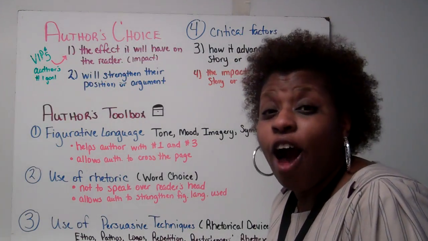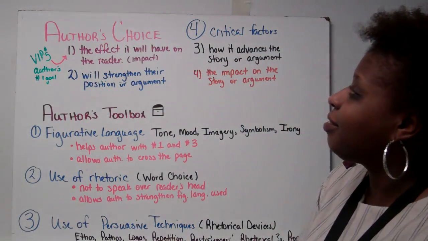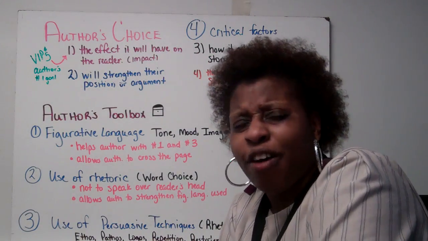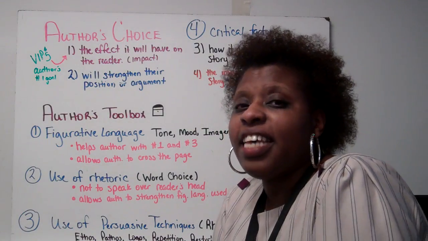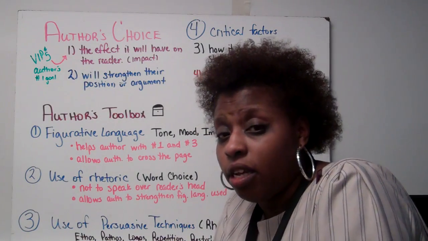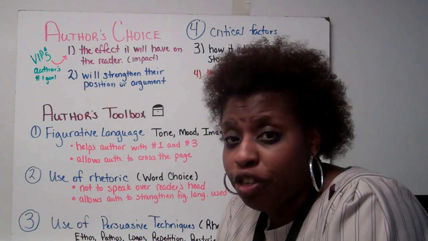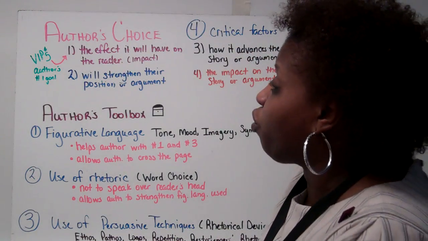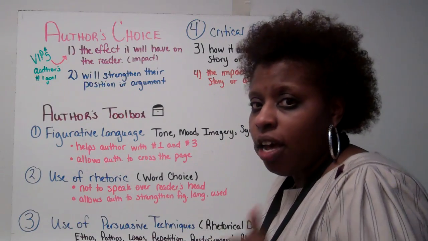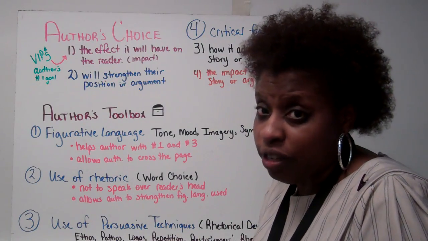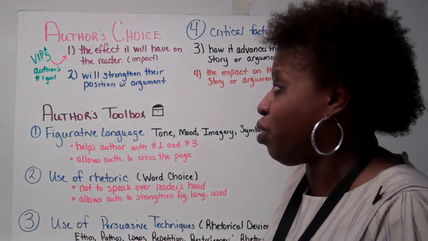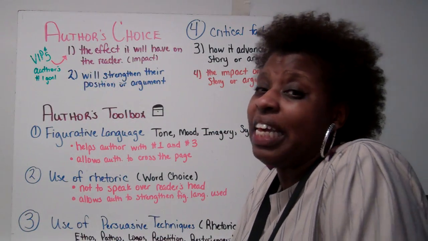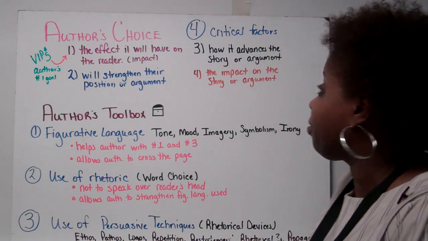So, author's choice is 4 critical factors. Remember, author's choice is the deliberate techniques and decisions an author makes. So there's 4 critical factors that go into those decisions and techniques. Number 1 is the effect it will have on the reader, or the impact. An author never does anything without first thinking about that. That's why it's number 1. This is VIP number 5. The author's number 1 goal is the effect or the impact it'll have on the reader.